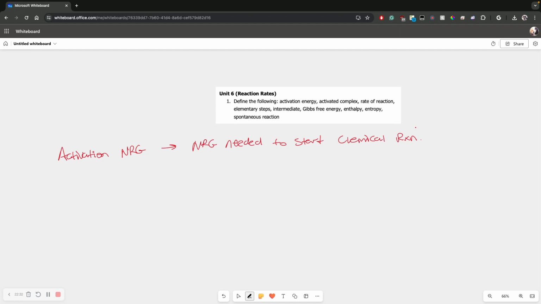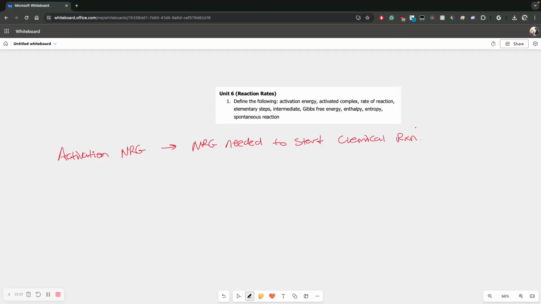So think about lighting a Bunsen burner, right? That methane gas off of the tap, that's still coming out. But what do you need? You need that activation energy provided by the spark with your flint and steel, right? Without that activation energy provided by the spark of the flint and steel, you're never going to get the methane to light on fire. So that's a good example of activation energy.